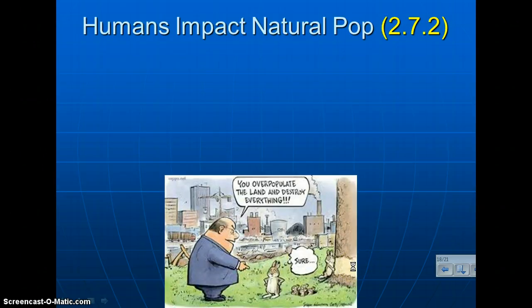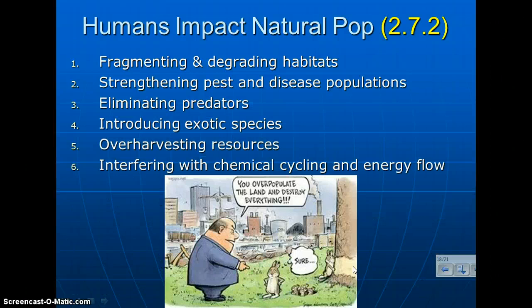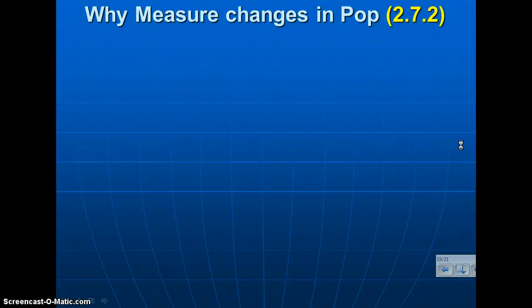It is important to now look at the human impacts on natural populations. We can see some of these things. They're really sad. I'll highlight a couple. But overall, humans are destroying habitats, sadly. They add pests and disease to the populations. Sometimes they get rid of predators. Think about it: the wolves are gone, and then the deer are reproducing like crazy. We also add invasive species that can kill off the natural ones. We over-harvest things like trees, and because of all this, the chemical cycling and the energy flow within our system is all wackadoodle.